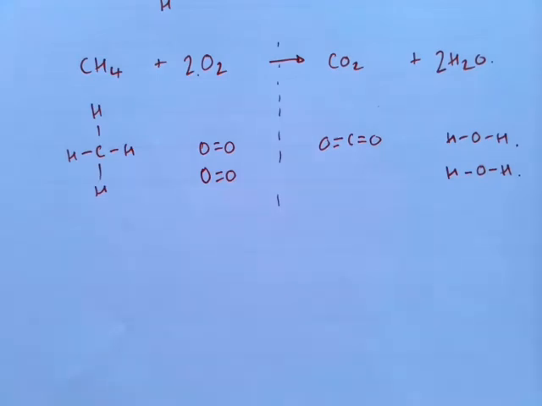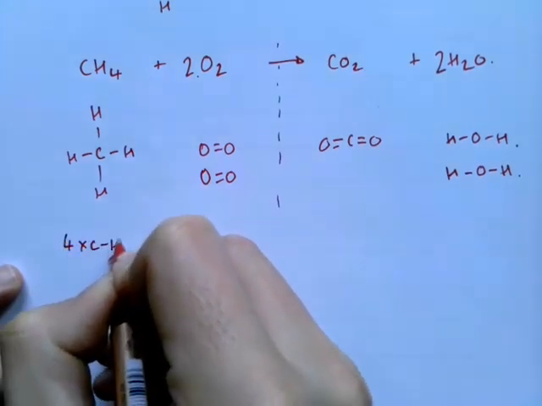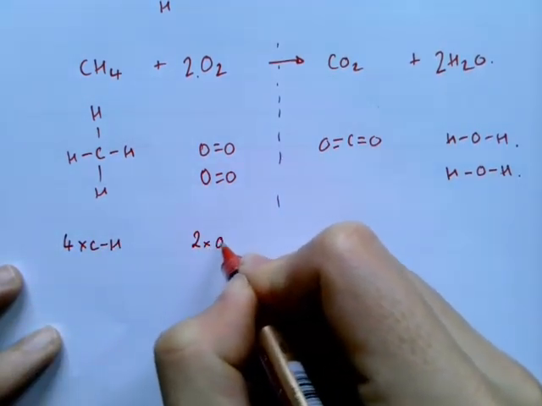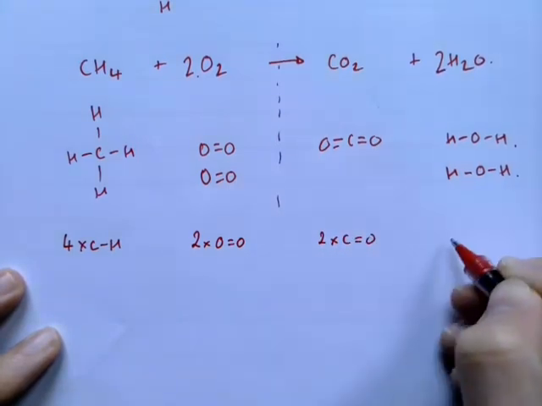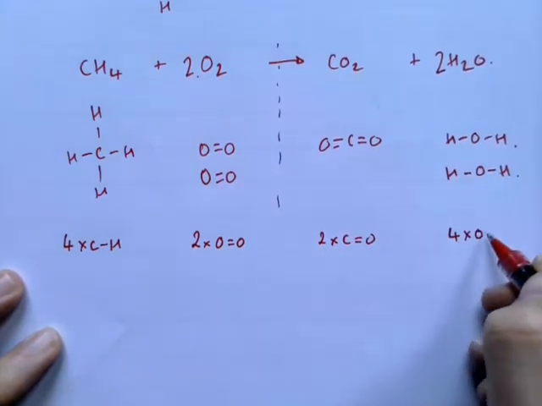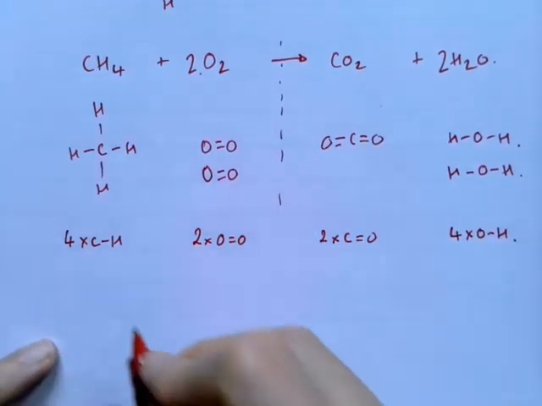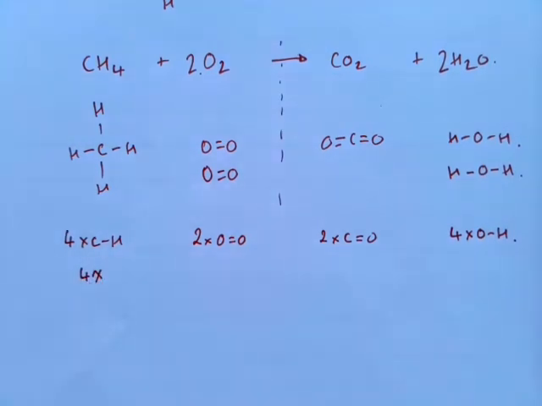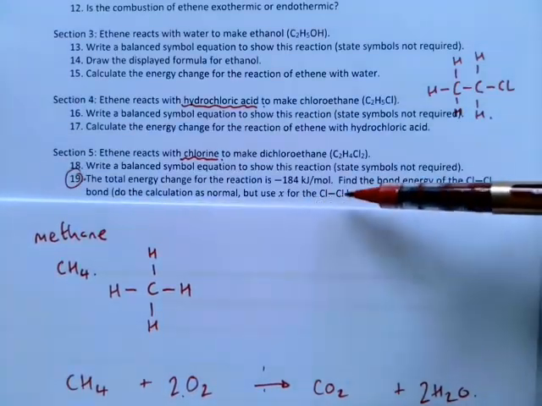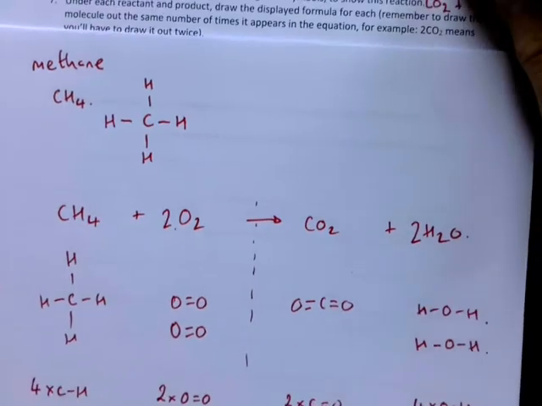Now we do the exact same thing. So we do 4 times C-H, 2 times O=O, 2 times C=O, 4 times O-H. And we can write out what all these energies are. Now I don't know what this is, so I'm going to write 4x. That's what you need to do here, but for the chlorine-chlorine bond. The other ones, I'm going to say that I know what those all are.